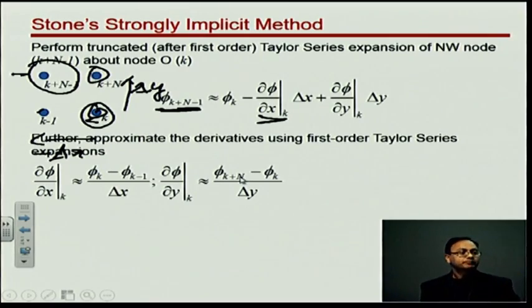Is dy just one long, or is it n? dy is the spacing between nodes.